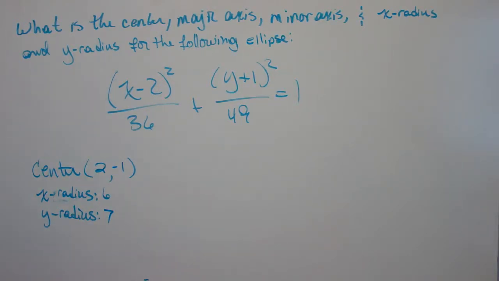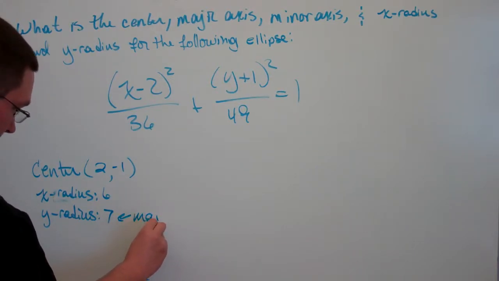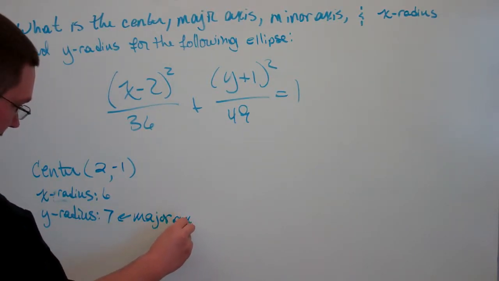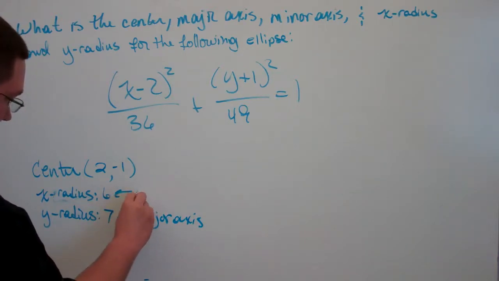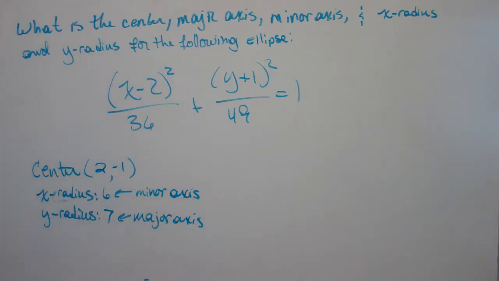So now, which one's our major axis? Well, since y is longer, 7 is our major axis. Since 6 is smaller, it's our minor axis. And that's all there is to it.